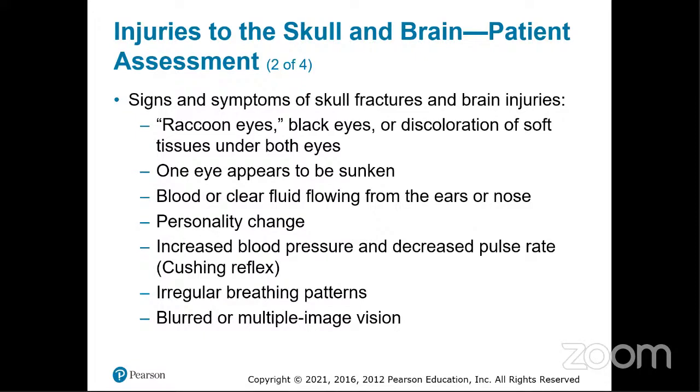One eye appears to be sunken. It's the same thing. We've taken a pretty significant hit to that orbit or orbital socket, and the eye is full of vitreous fluid that we talked about. When you get an injury to it, it got hit and all of a sudden it just ruptured that eye. And if we've got a hit hard enough to rupture the eye, I promise you there'll be some orbital socket damage too. Personality change. Oh, blood or clear fluid from the nose or ears.